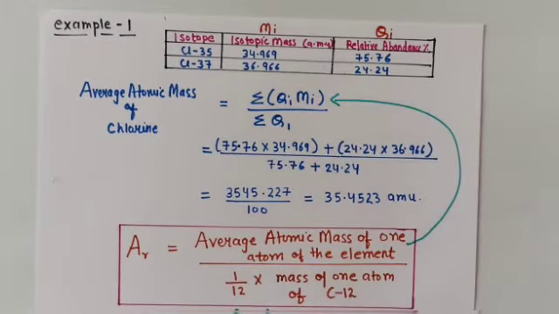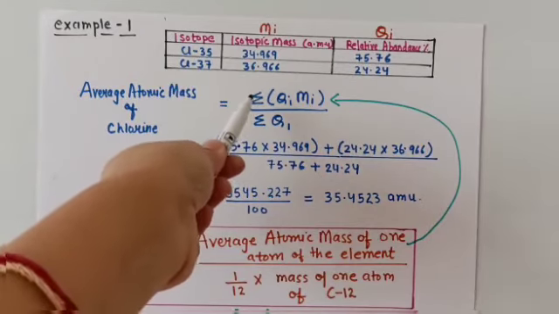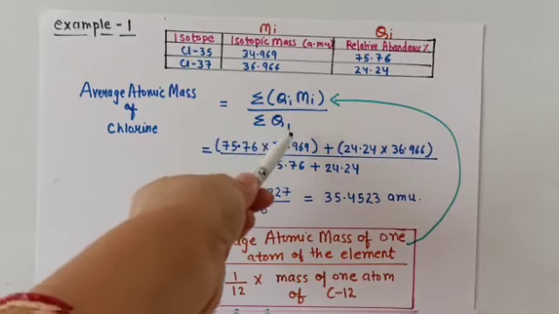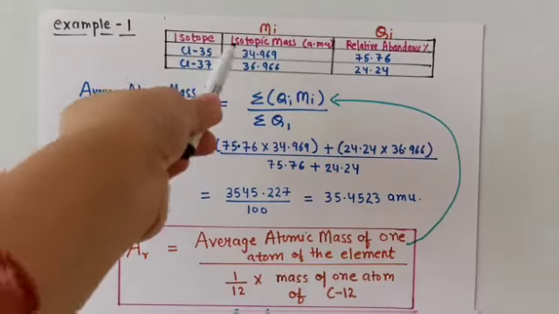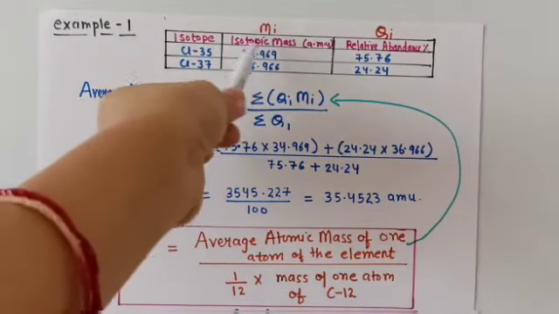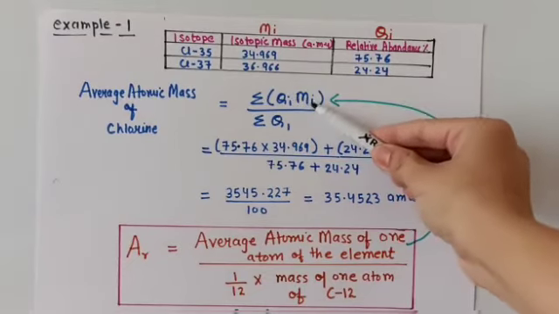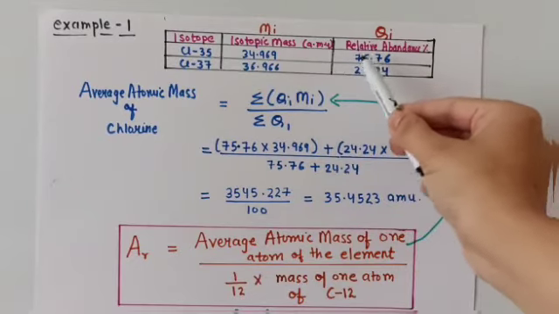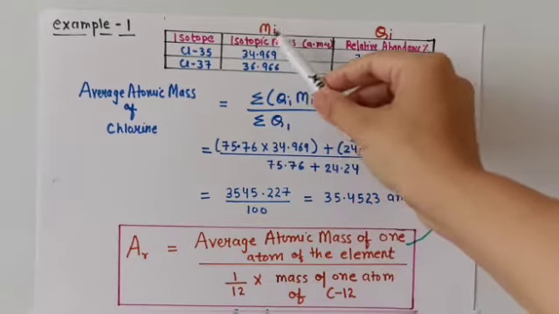So how can we calculate the average atomic mass of chlorine? For that, I told you we have to do it like this: summation of Qi into Mi divided by summation of Qi. Now let's see. In chlorine 35, the isotopic mass is 34.969. So what do we have to do? We have to multiply Qi and Mi. So what is the Qi for Cl-35? The Qi is 75.76 into the isotopic mass.